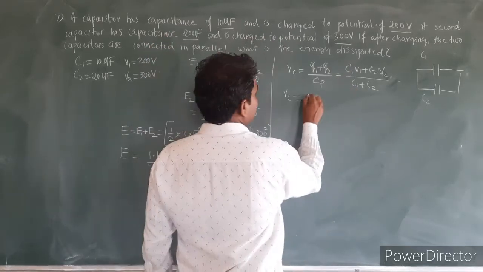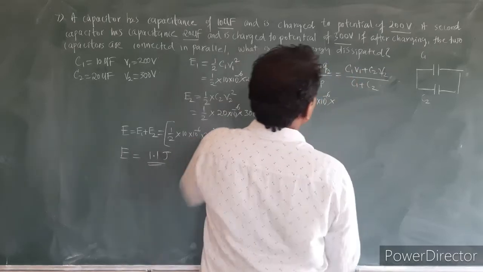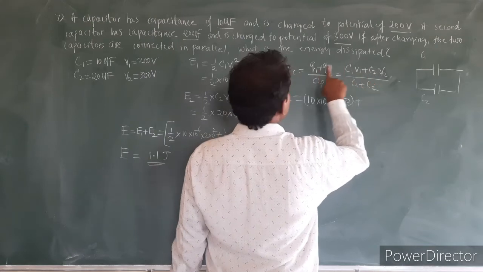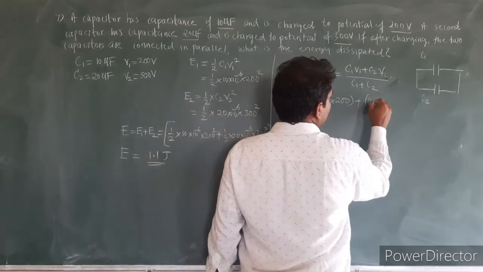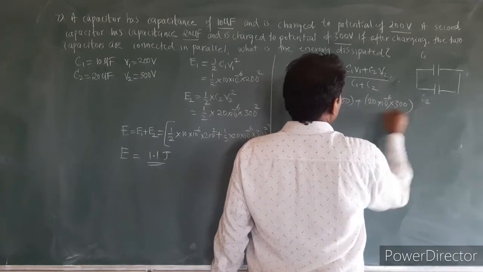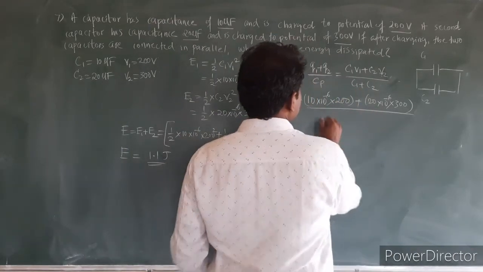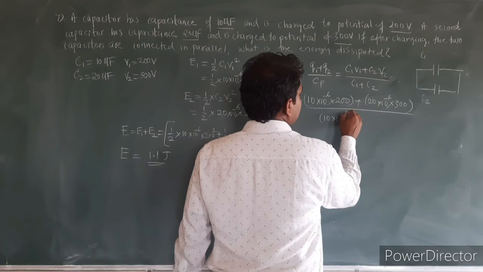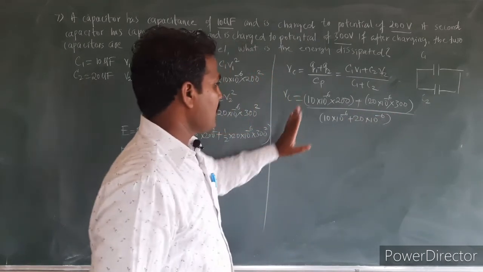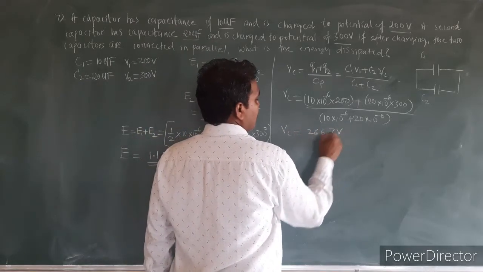When I substitute the values, I get VC equal to 10 microfarad, that is 10 into 10 to the power of minus 6, into V1 of 200 volt, plus C2, 20 microfarad, that is 20 into 10 to the power of minus 6, into V2 of 300 volt, divided by C1 plus C2, that is 10 into 10 to the power of minus 6 plus 20 into 10 to the power of minus 6. After solving this, I get the value of VC equal to 266.7 volt.